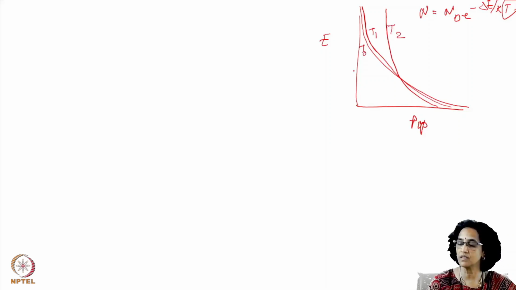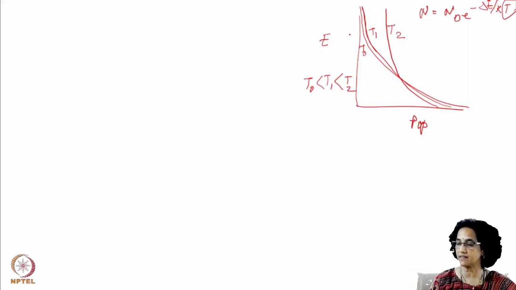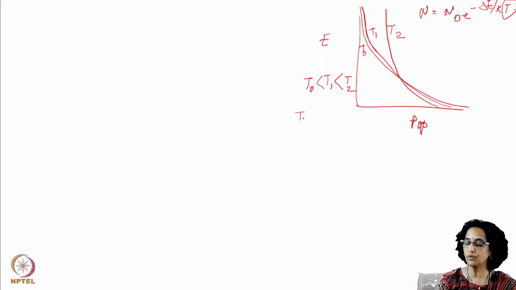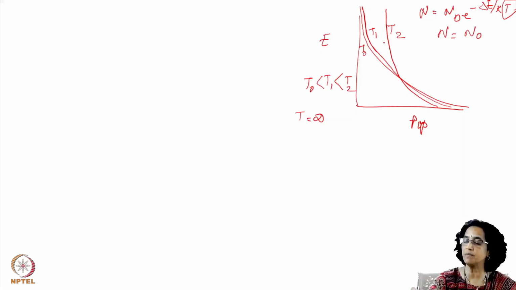This is for T0 less than T1 less than T2. So as temperature is increased, the population in the higher energy levels increases. When T is equal to infinity, if you substitute infinity, you get n is equal to n0. So all the populations become equal, and it will be something like this.